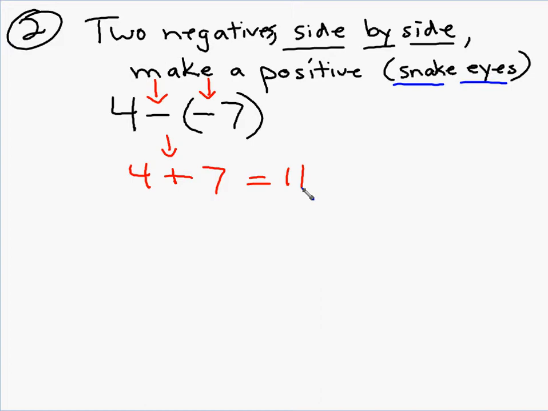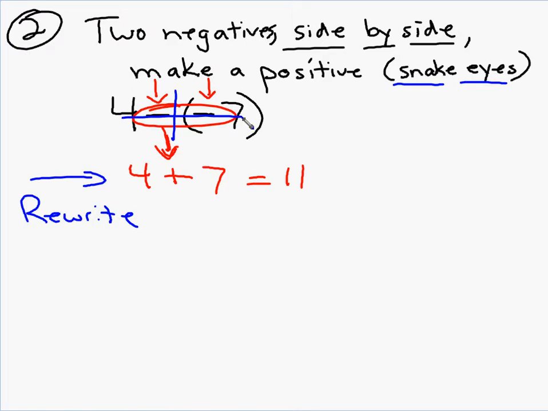Now, some of this is new and different. You have to believe that it's true. It's something new, but if you see two negatives side by side, it automatically becomes a plus. One of the most important things for this whole problem is this right here. Rewrite it. I don't want people just scribbling over top of it. You need to rewrite the problem as 4 plus 7. Let's get to some examples now.